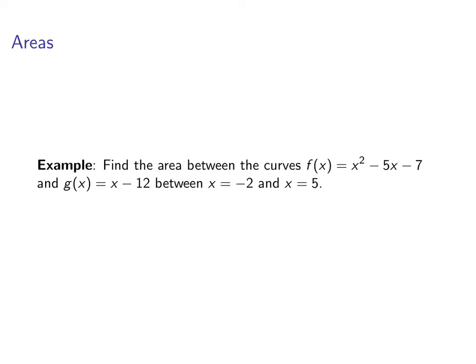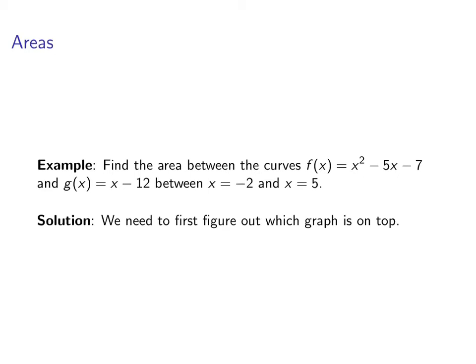Hello, calculus fans! Let's find the area between the curves f of x equals x squared minus 5x minus 7 and g of x equals x minus 12 between x equals negative 2 and x equals 5. Now we really need to figure out which graph is on top.